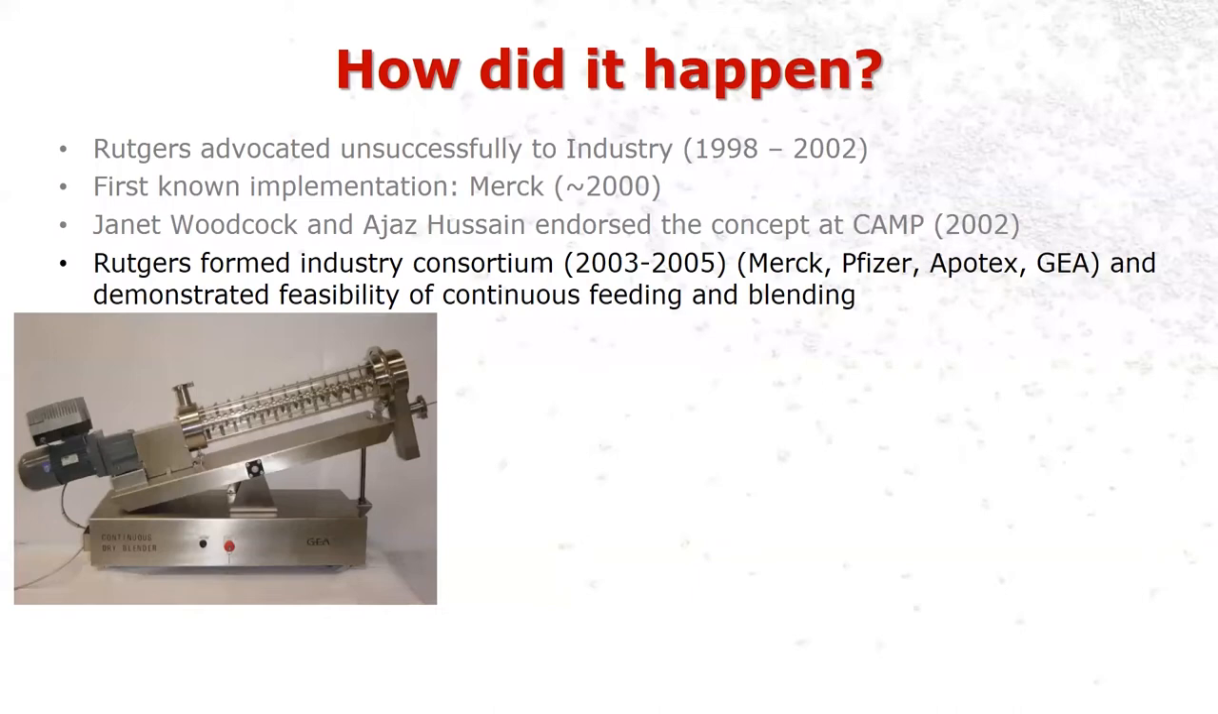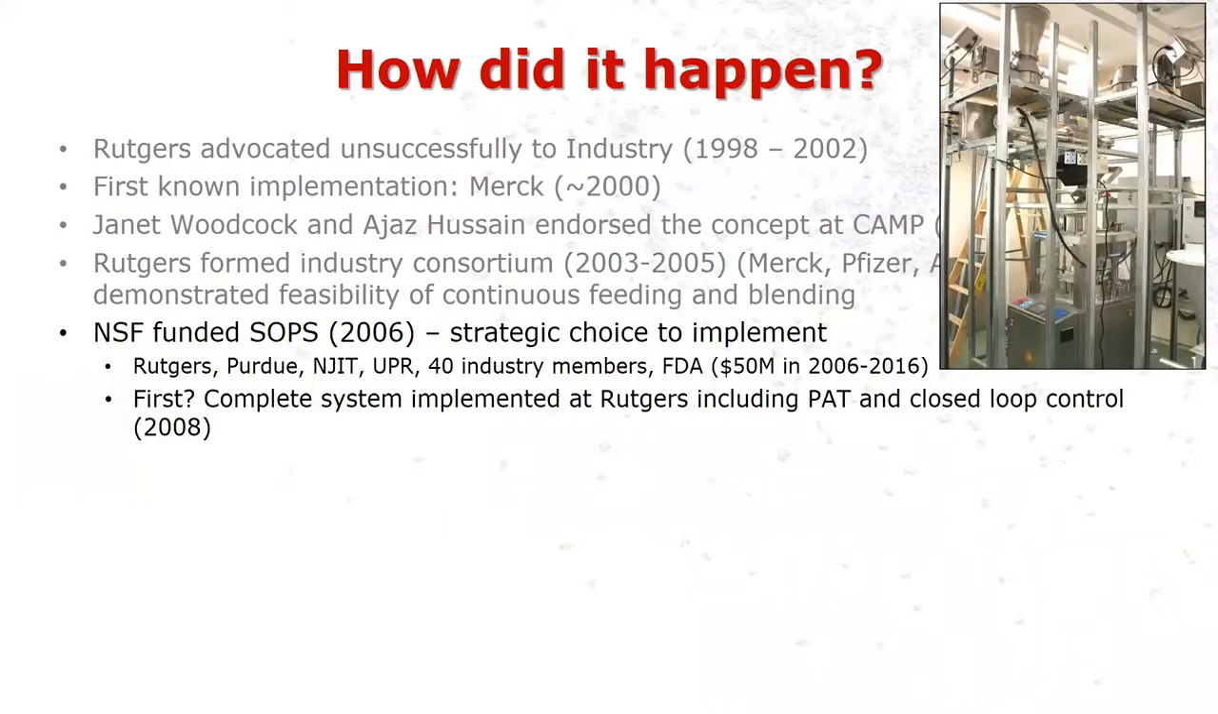Next slide, please. So then we got the ERC funded by the National Science Foundation in 2006. And we made a strategic choice. It was a choice to implement continuous manufacturing. And we decided to implement continuous direct compression at Rutgers and continuous wet granulation at Purdue. And we implemented also lines at University of Puerto Rico, and we had input from NJIT. There were 40 companies that came on board.